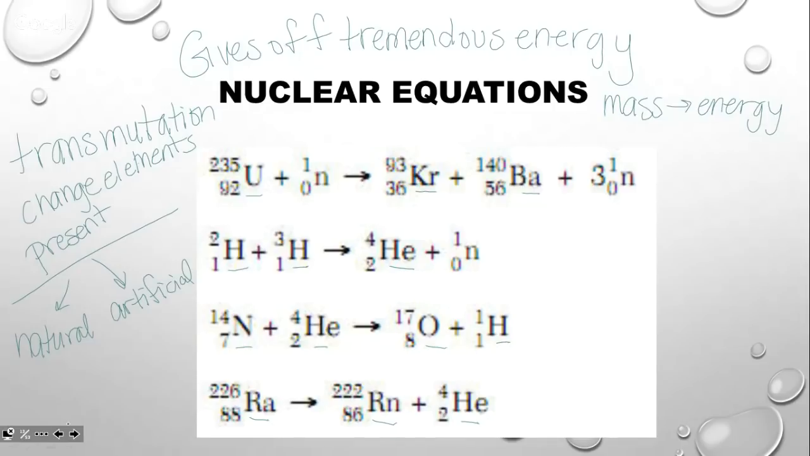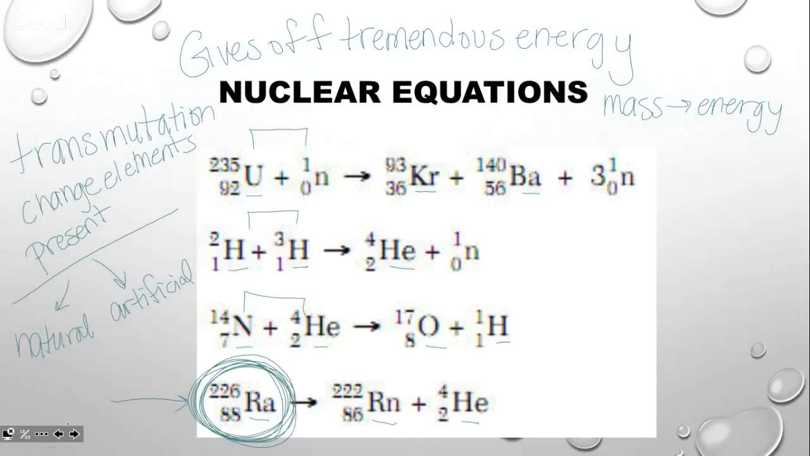Natural transmutation happens on its own, where we have just one atom before the arrow. Artificial transmutation always needs to be bombarded. So the atom is not radioactive on its own in this way, but if we hit it with something or bombard it with something, its nucleus will react in the way that it's written. So natural transmutation has one species before the arrow, one nuclide before the arrow. Artificial transmutation will have multiples.